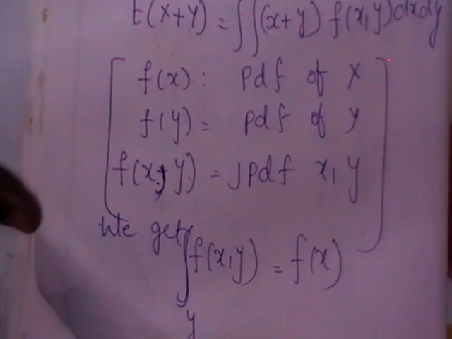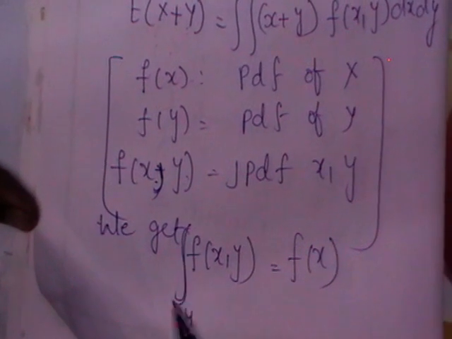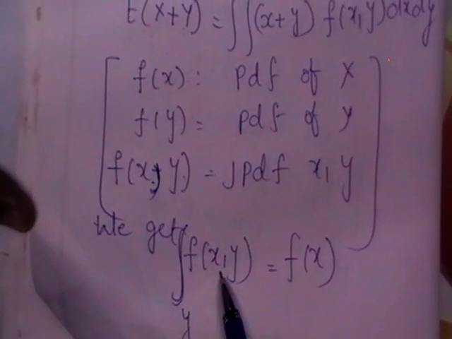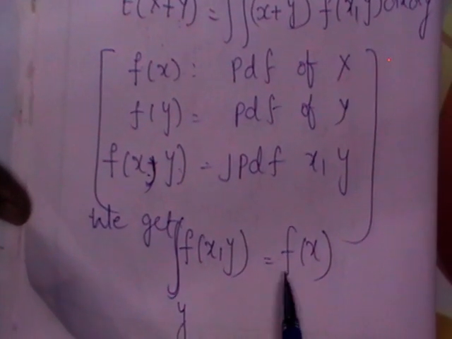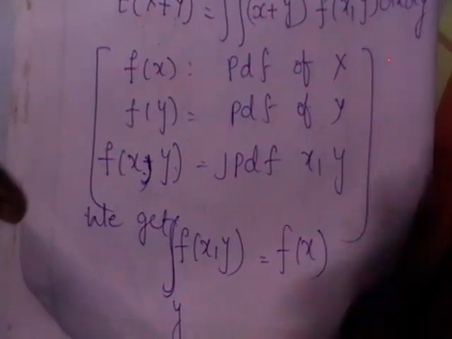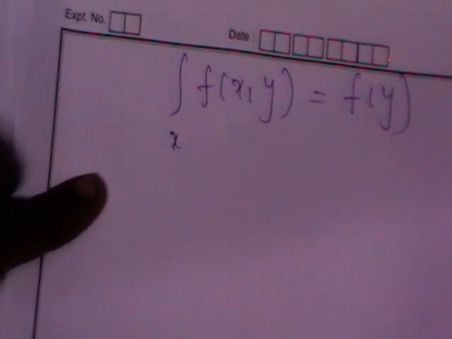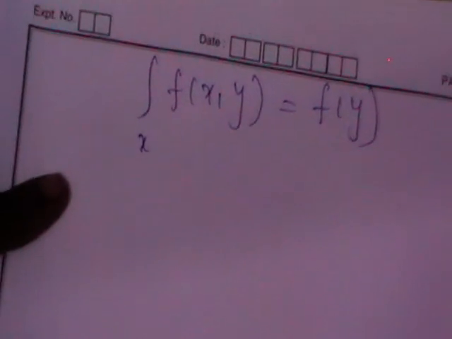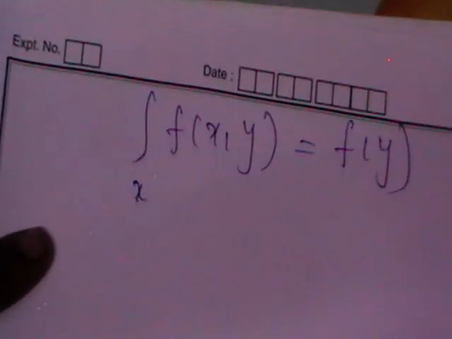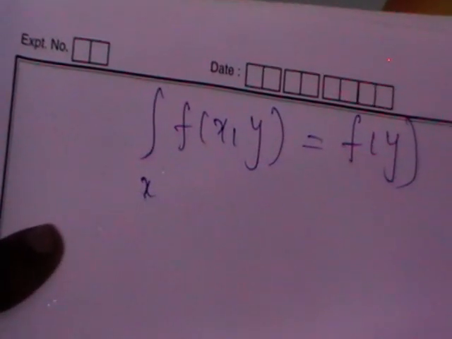Eliminating is not simply by subtracting. If you integrate the joint PDF with respect to y, you will get the PDF of x. Similarly, if you integrate the joint PDF with respect to x, meaning you are eliminating x, then you will get the PDF of y. So these are the two ways we get the individual PDFs from the joint PDF of x comma y.